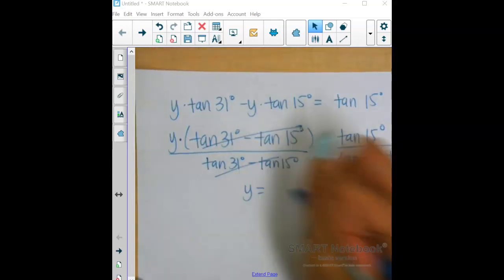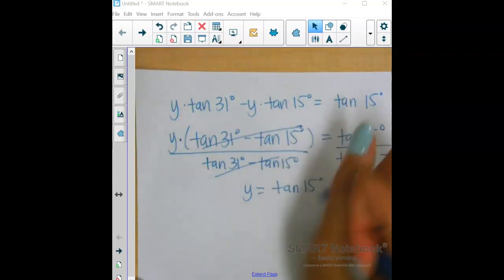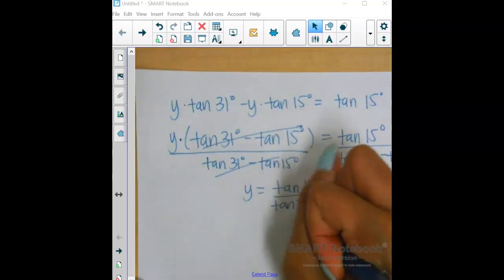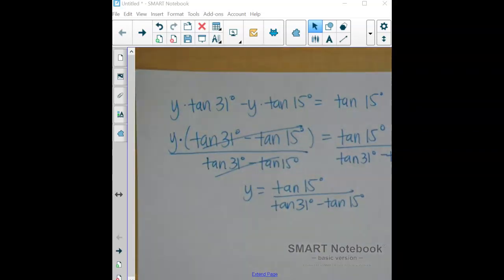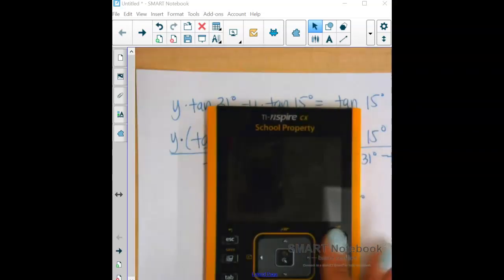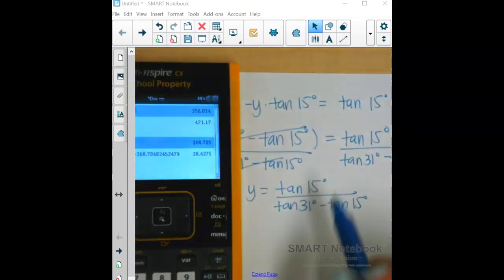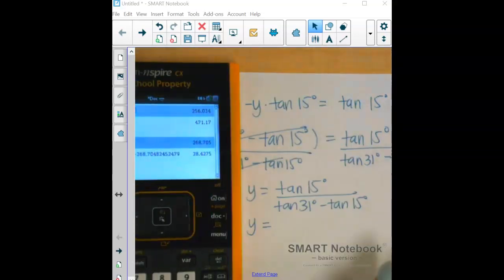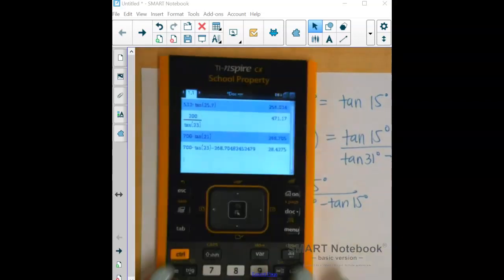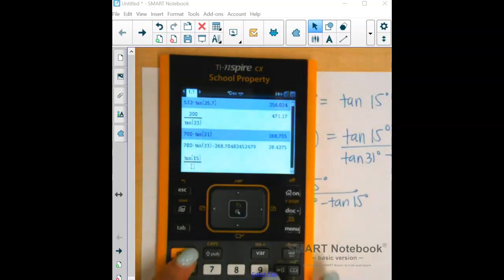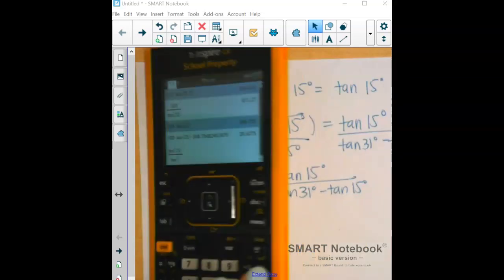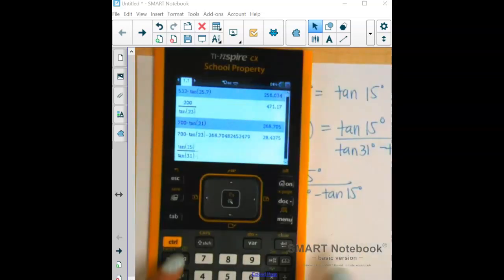So y is equal to tangent of 15 degrees over tangent of 31 degrees minus tangent of 15 degrees. So let me get my calculator out. I'm going to take all of this and plug it into our calculator to find our y. So I'm going to make my fraction: tangent of 15 degrees over tangent of 31 degrees minus tangent of 15.